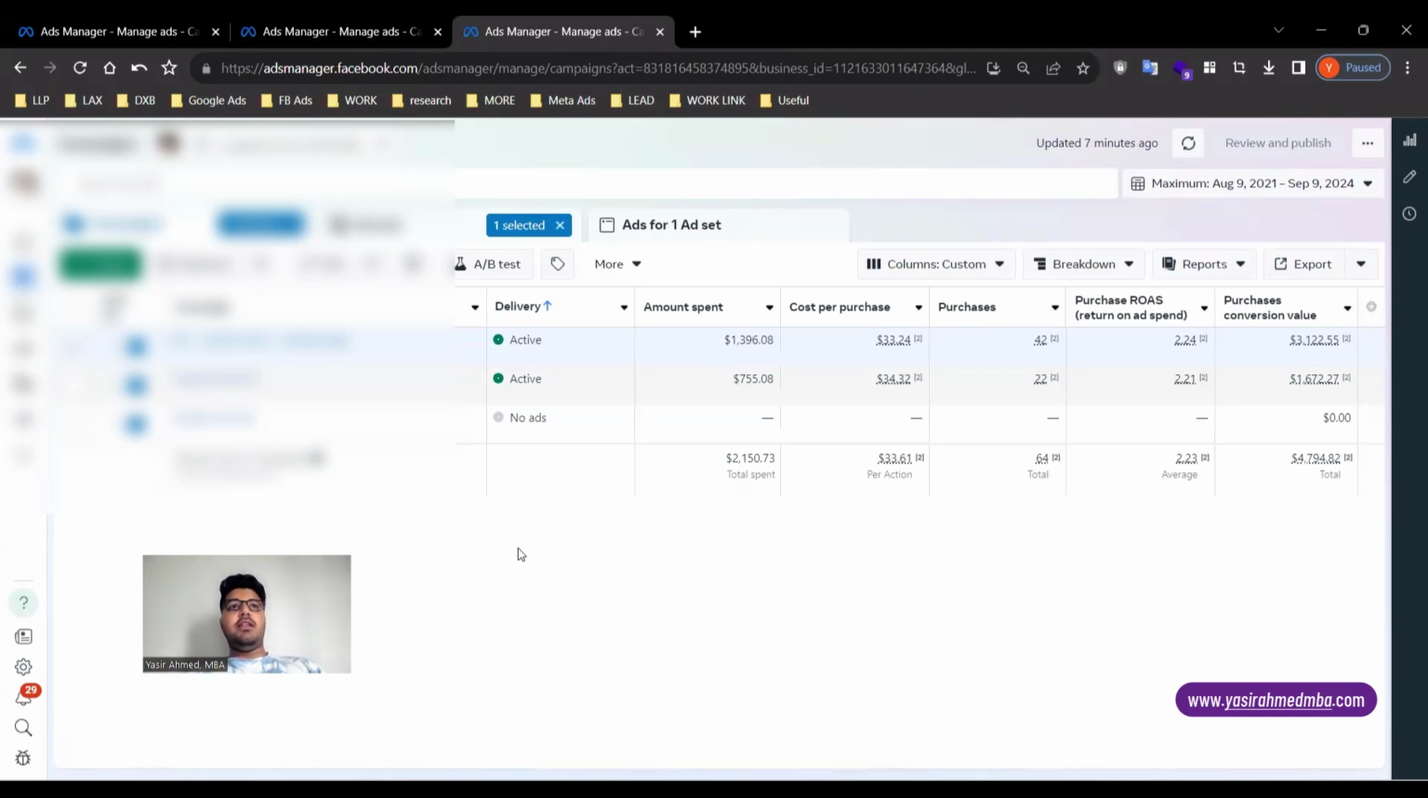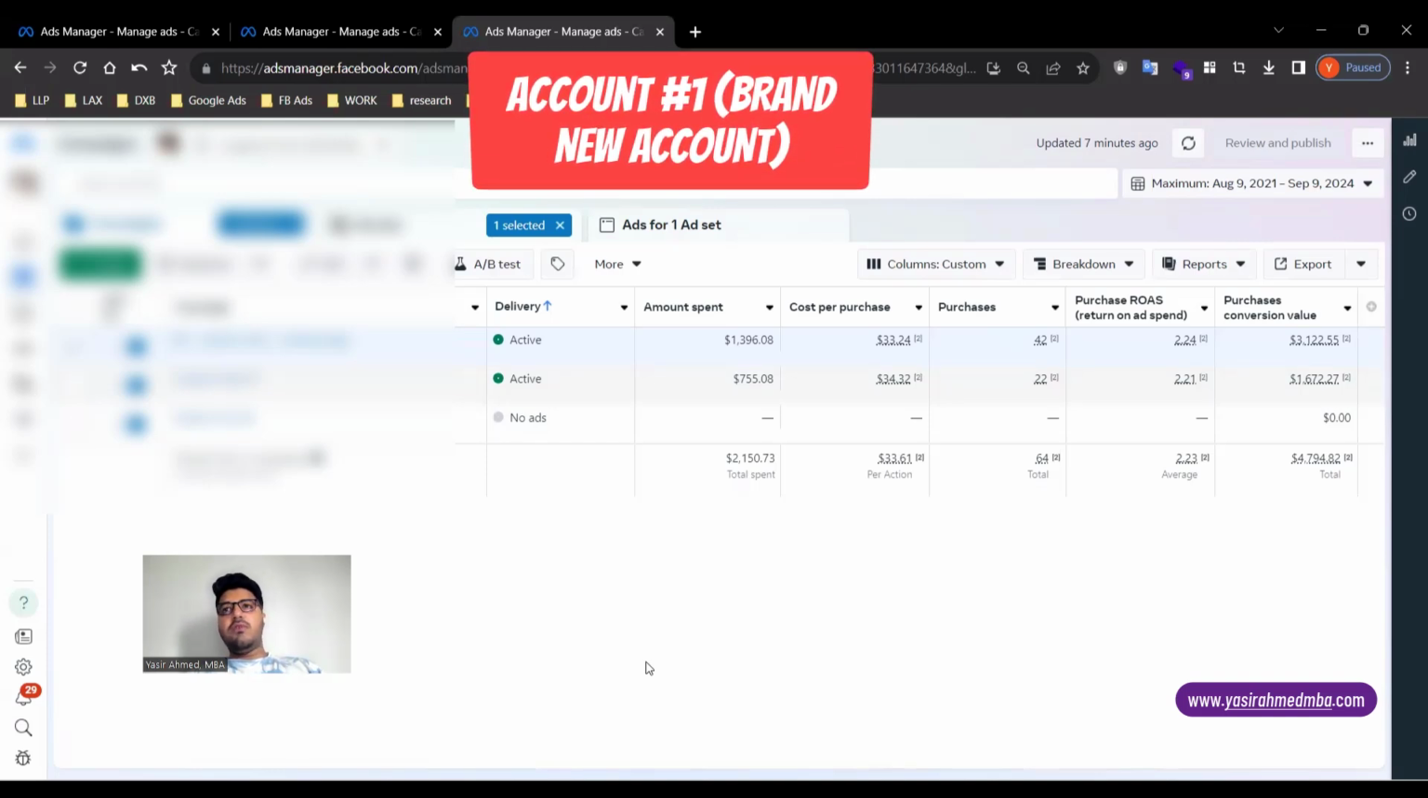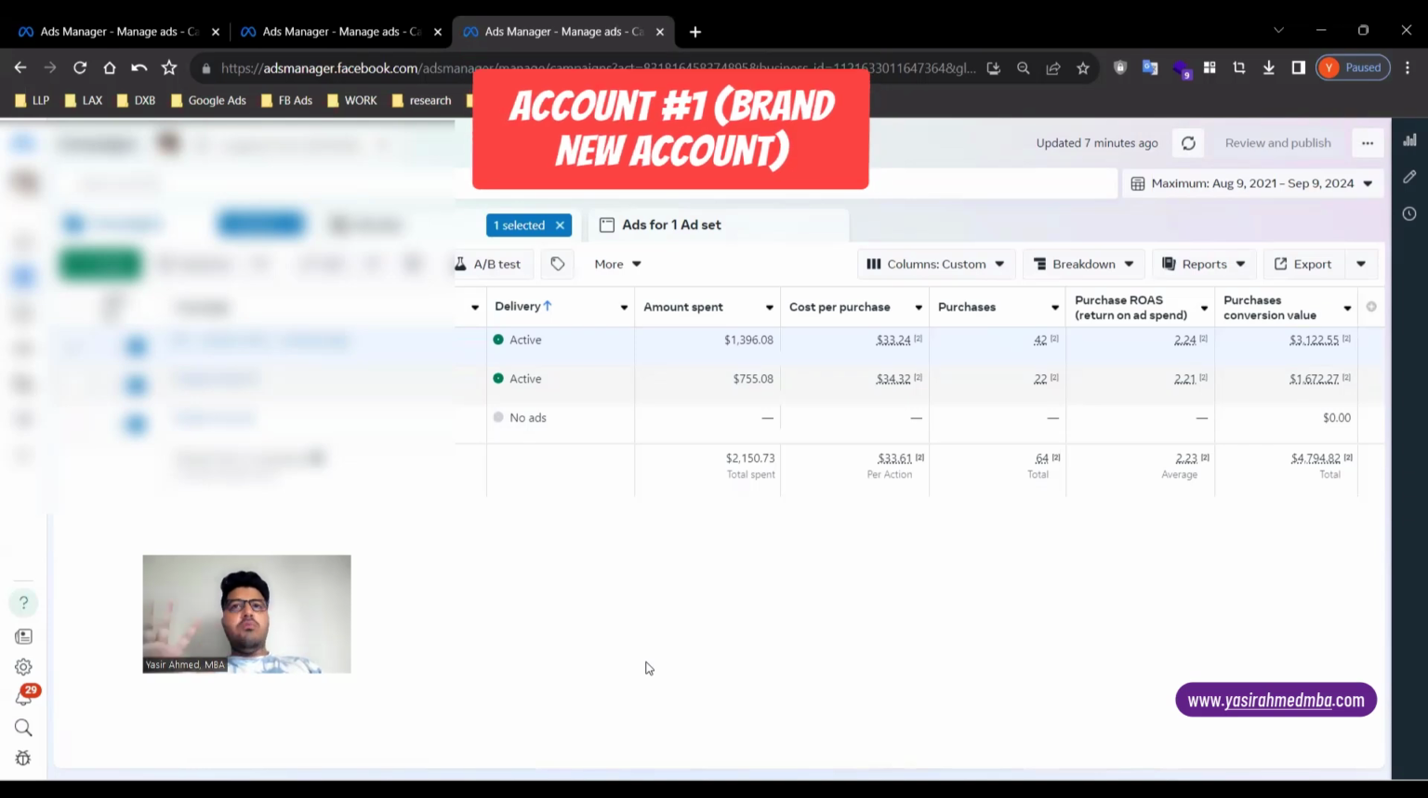So this is basically the first account. You can see I have one, two, and three. These are three accounts over here, and you can see that I have run multiple campaigns. Some accounts have a lot of campaigns, some accounts have a few. Two of these accounts are brand new, with a brand new pixel. We started running ads, and there were no previous sales or anything. So these are all brand new accounts, right?